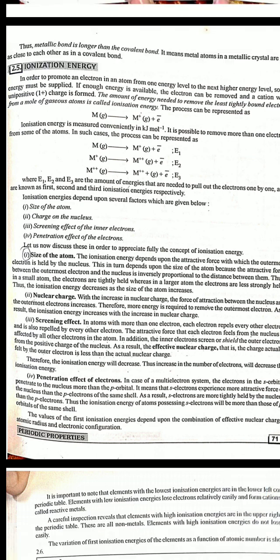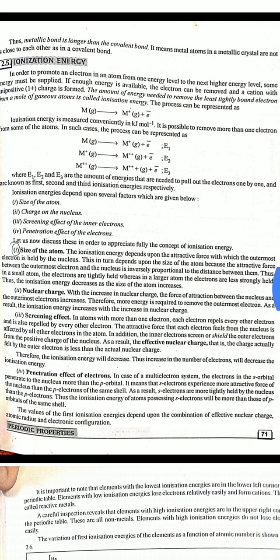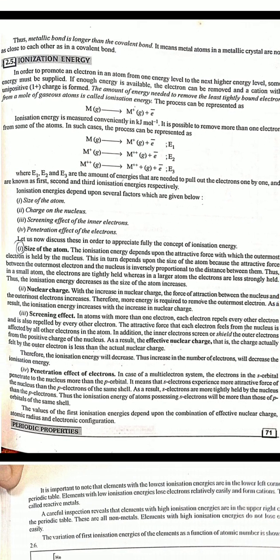It is possible to remove more than one electron from some atoms. In that case, the process can be represented as M(g) → M⁺ + e⁻ (E1), M⁺ → M²⁺ + e⁻ (E2), M²⁺ → M³⁺ + e⁻ (E3), where E1, E2, E3 are the amounts of energy needed to pull out the electrons one by one, and are known as the first, second, and third ionization energies respectively.